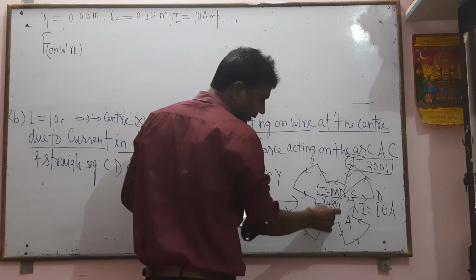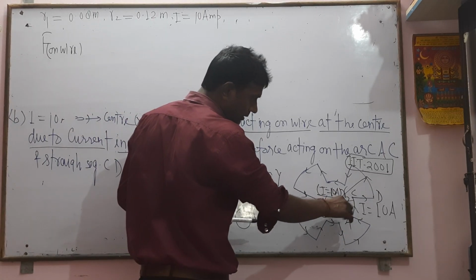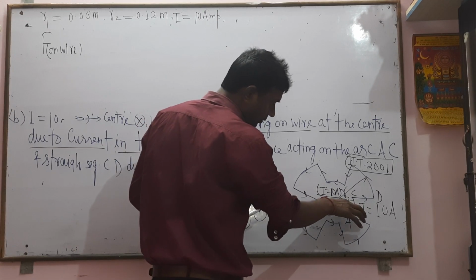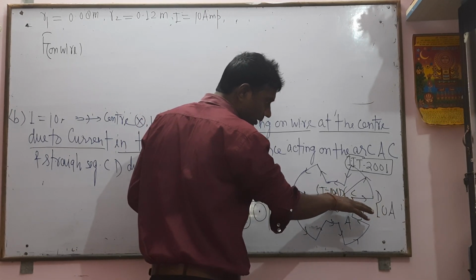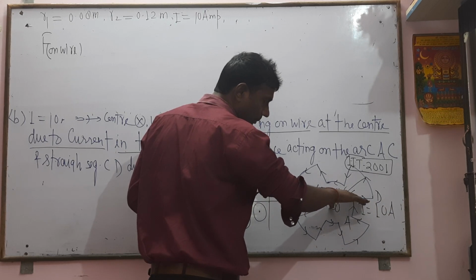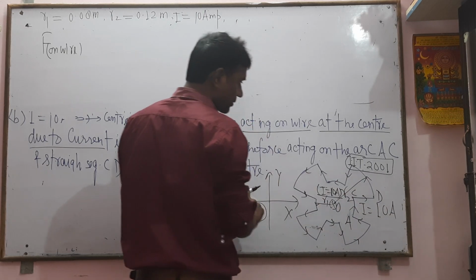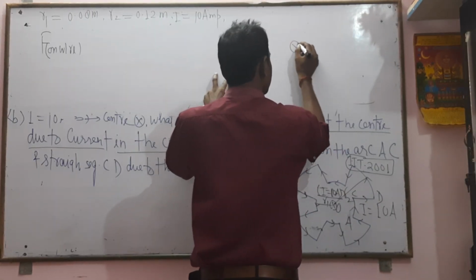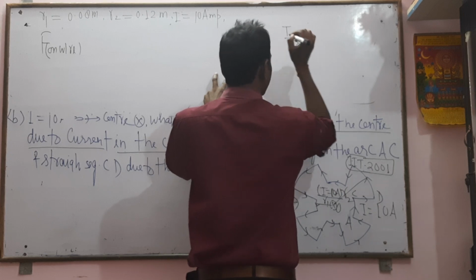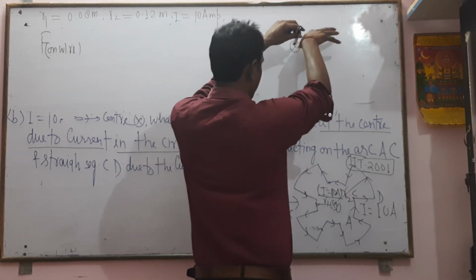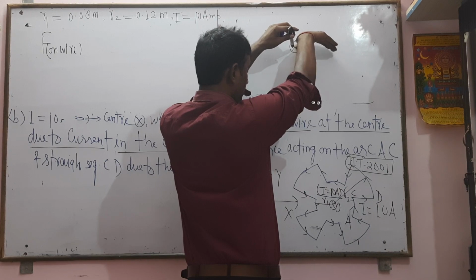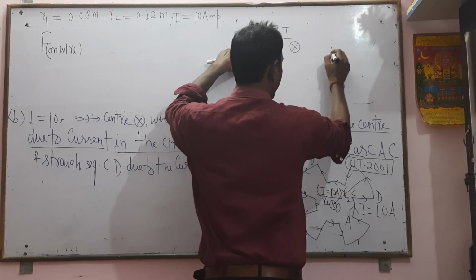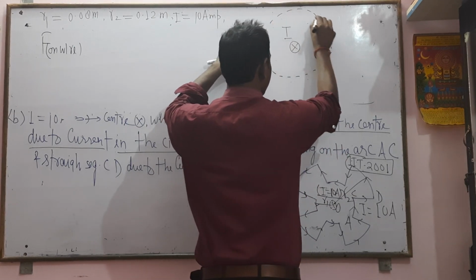The current is going inward. So what will be the direction of the magnetic field? If the current is going inward, the direction of the magnetic field will be in these directions. Let us suppose the wire is in this situation. This is the cross, meaning current is going vertically downward. So the magnetic field at this point will be along the tangent. So a circular magnetic field will be created.